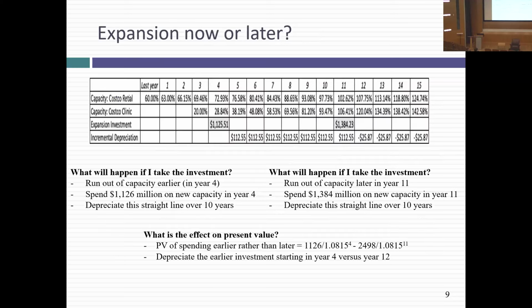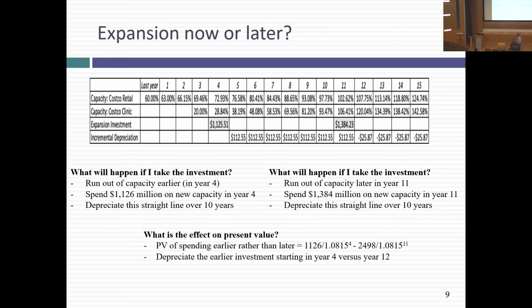So I'll show you where I got the year 4 and 11. Basically, I computed the capacity that Costco retail would have used without the clinic. Remember, the key to incremental is what will happen if I take the project, and what will happen if I don't take the project. If I don't take the project, I'll run out of capacity in year 11. If I take the project, I'll run out of capacity in year 4.